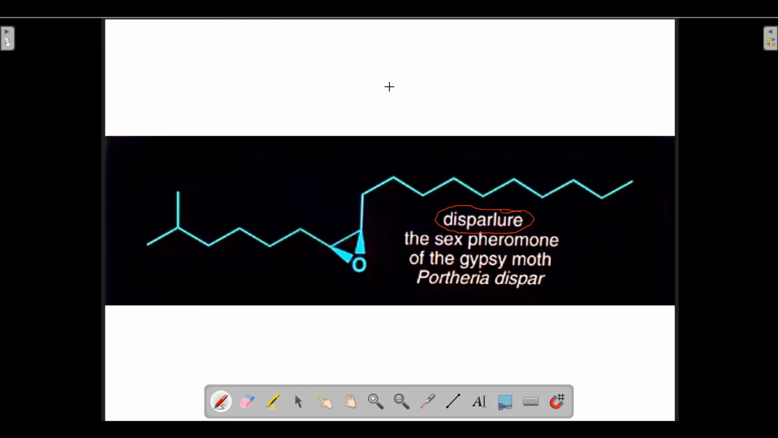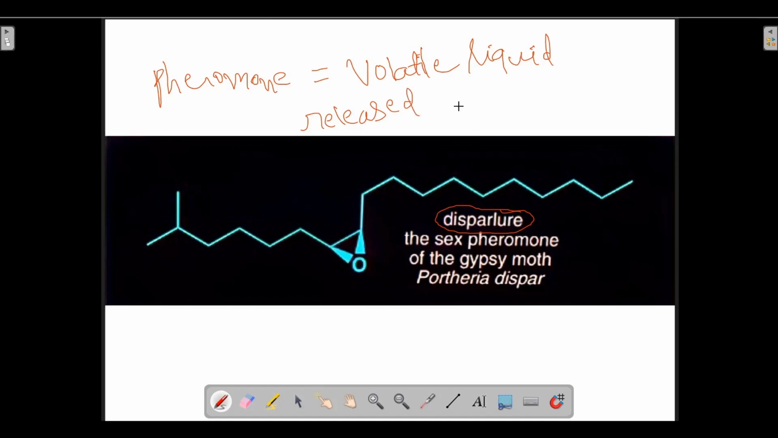This is the sex pheromone. What does pheromone mean? Pheromone is a volatile liquid released in the form of scent.